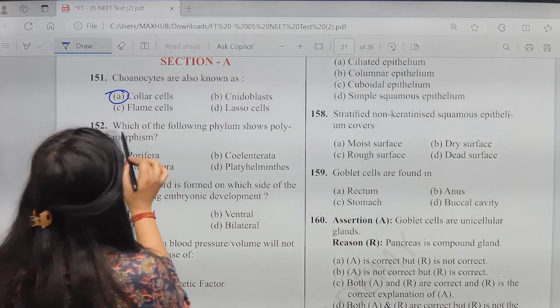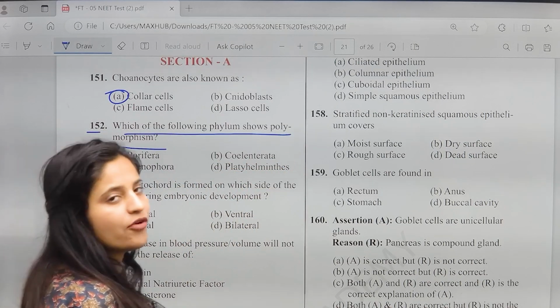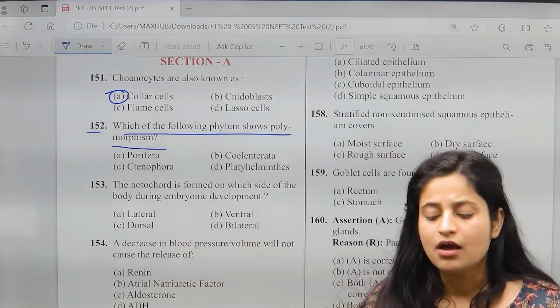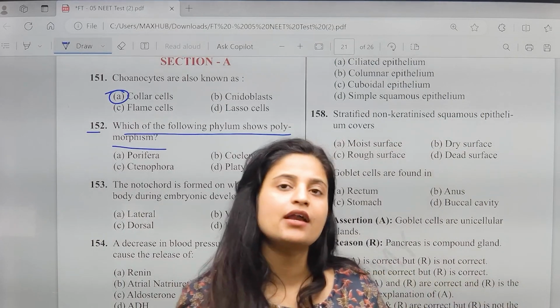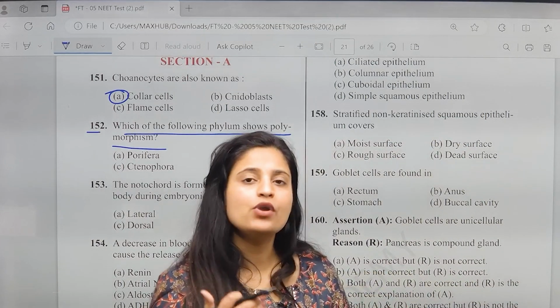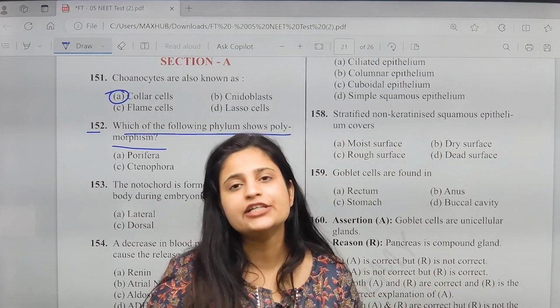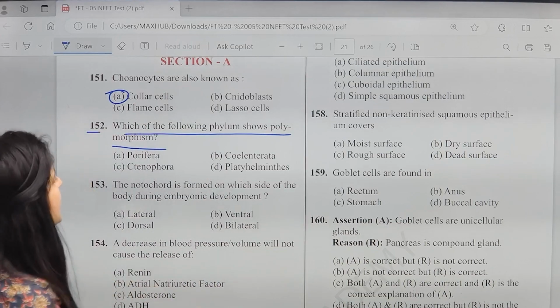Next question we have, which of the following phylum shows polymorphism? Polymorphism means the phylum has a metagenesis process. We have some phyla whose organisms live half of their life as a polyp and half of their life as a medusa. They have an alternation of generation, and this property belongs to Cnidaria.